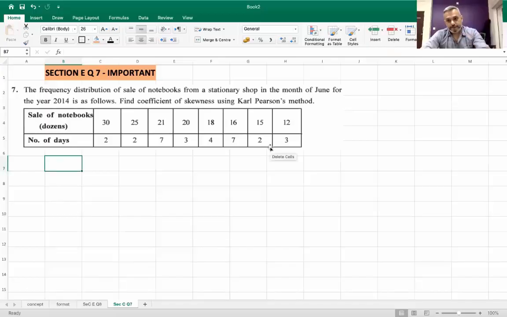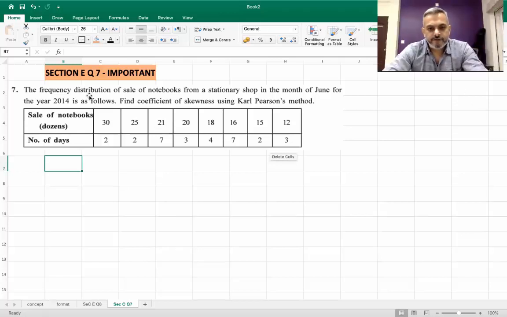Now, this sum is an important sum for your exam. The frequency distribution of sale of notebooks from a stationery shop in the month of June for the year 2014 is as follows. Find the coefficient of skewness using Karl Pearson's method. Now, it is already given we have to use Karl Pearson's method, but which one? Because there are two methods of Karl Pearson. One is the normal one where mode is defined and the other is where the mode is ill-defined. So let's check out how the sum is and what formula we have to use.